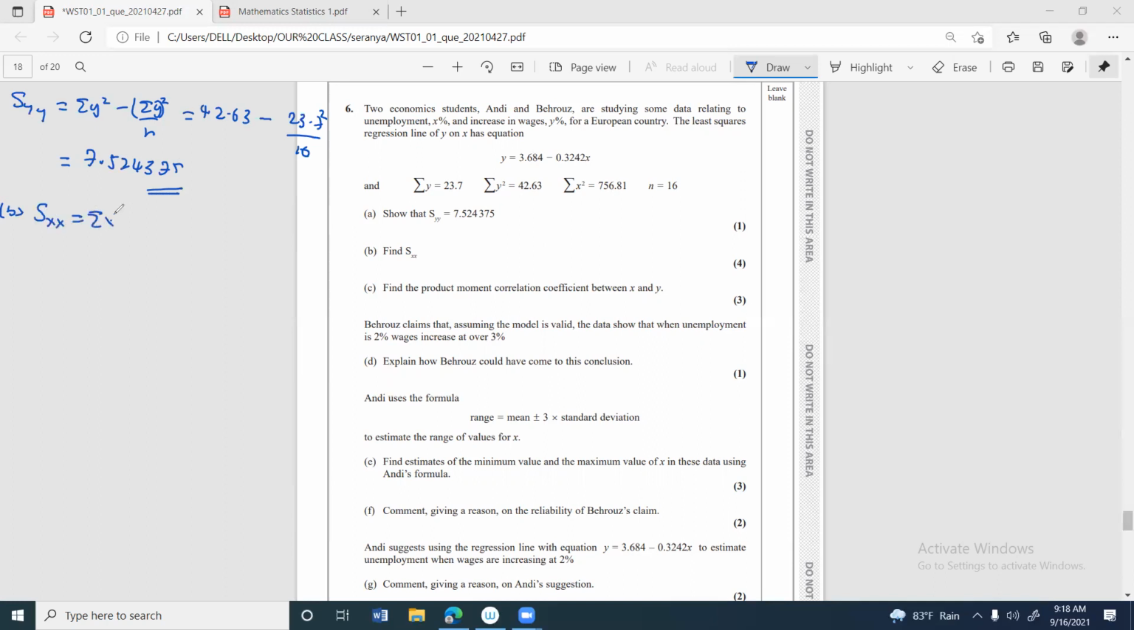Sxx is summation of x squared minus summation of x, whole thing squared, divided by n. Summation of x squared is there. Summation of x whole thing squared, summation x, we don't have this information. We don't have that value. Then what is the next alternative?